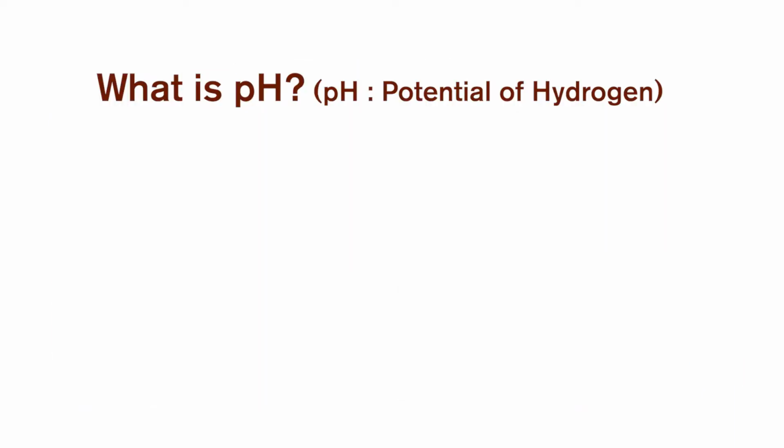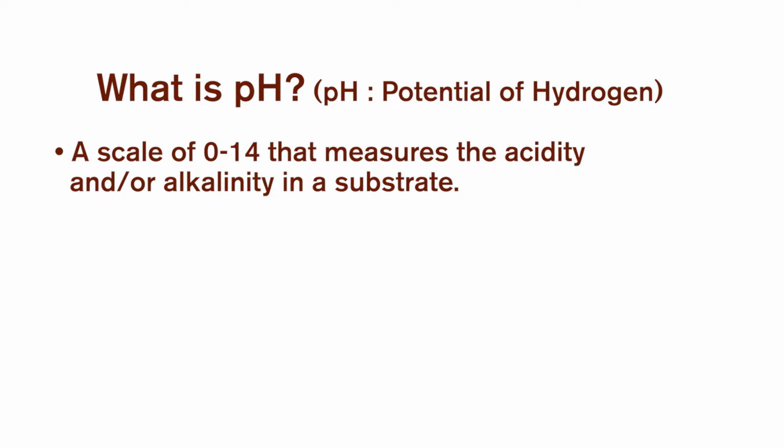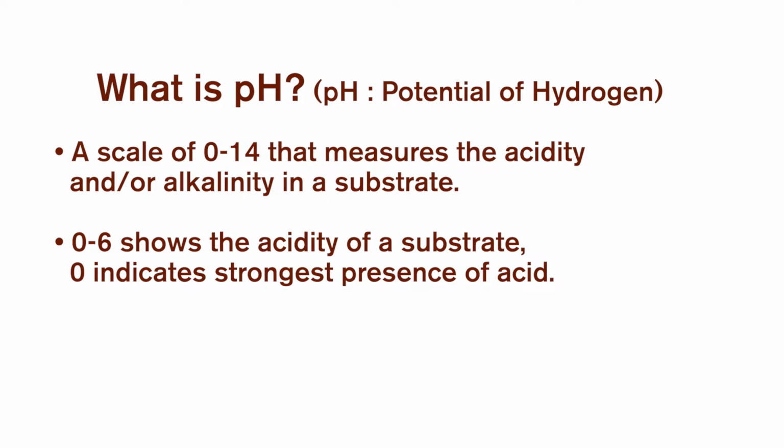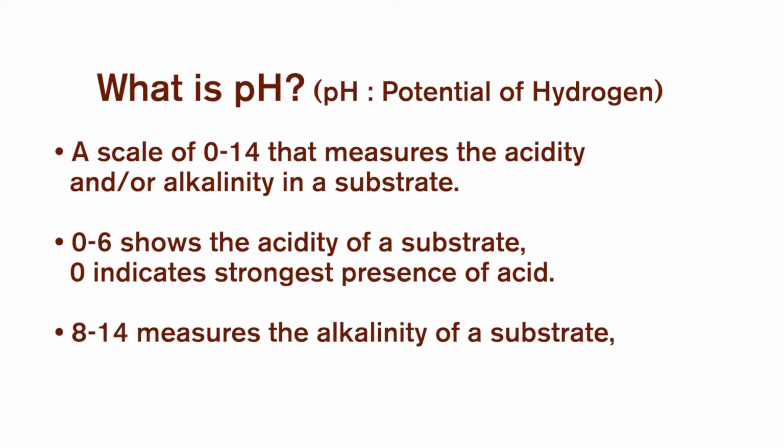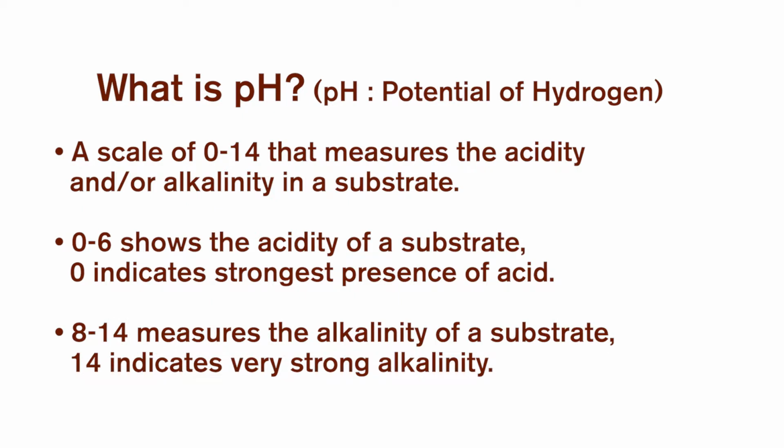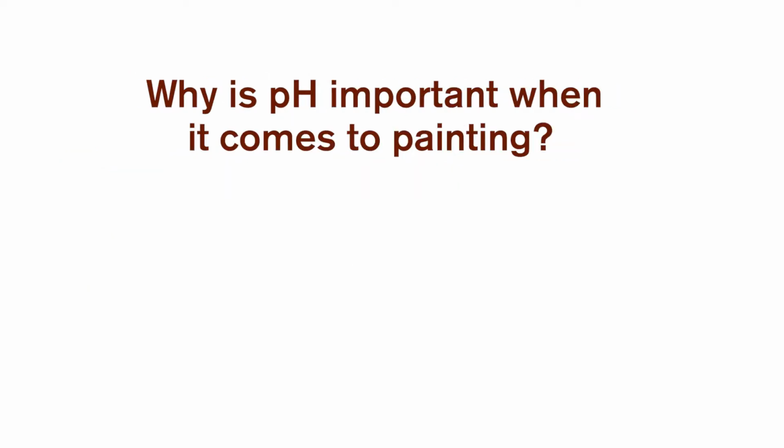What is pH? pH is a scale of 0 to 14 that measures the acidity and/or the alkalinity of a substrate. Readings of 0 to 6 show the acidity of a substrate, with 0 being the strongest presence of acid. Readings from 8 to 14 measure the alkalinity of a substrate, with 14 being very strong alkalinity. 7 would be neutral. Why is pH important when it comes to painting?